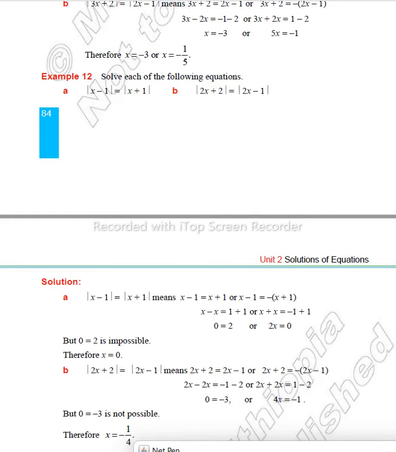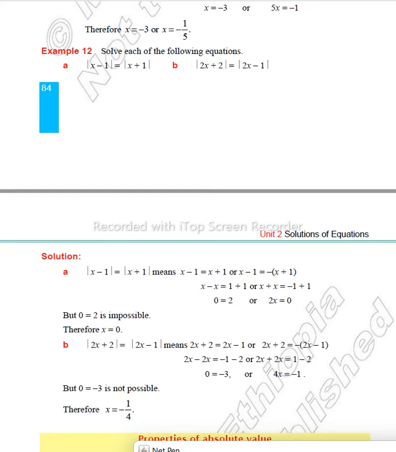Again, here we have another equation. This is x plus x, which is 2x, and minus 1 plus 1 is equal to 0. But 0 is equal to 2 is impossible. So our answer will be x is equal to 0. We have only one solution for this question.